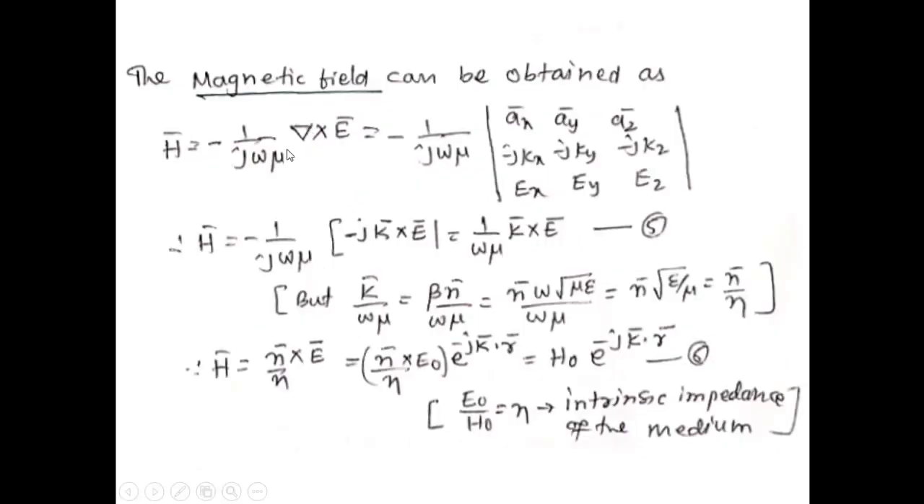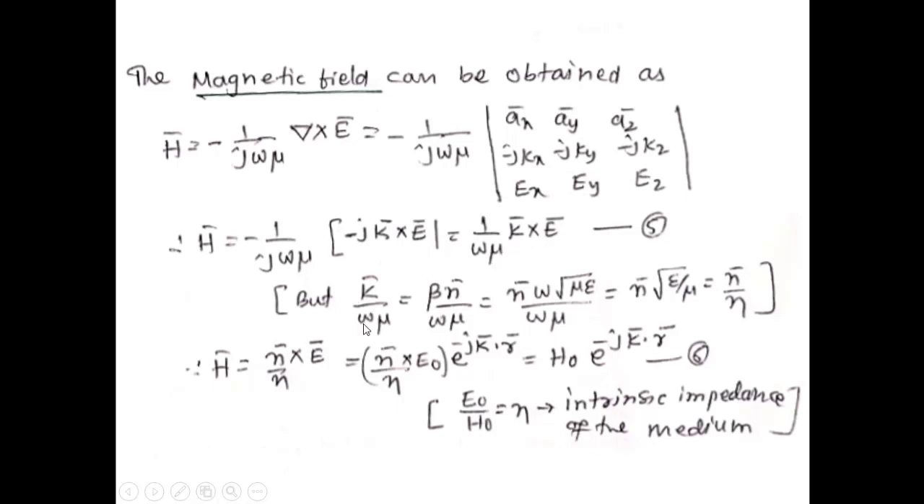The magnetic field can be obtained from curl of E bar is equal to minus j omega mu H bar. Therefore, H bar is equal to minus 1 by j omega mu into del curl of E bar. In matrix form it can be written as a determinant with rows ax bar, ay bar, az bar; minus j kx, minus j ky, minus j kz; and Ex, Ey, Ez amplitudes. So this also can be written as H bar is equal to minus 1 by j omega mu into bracket minus j k bar curl of E bar. This is given by 1 by omega mu, k bar curl of E bar.